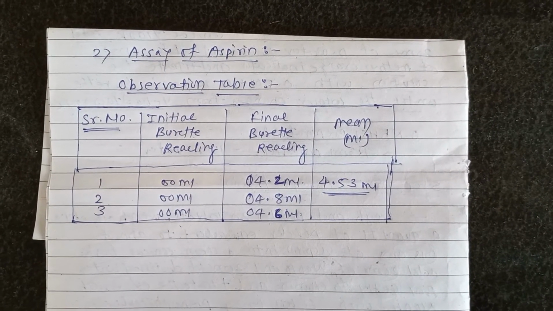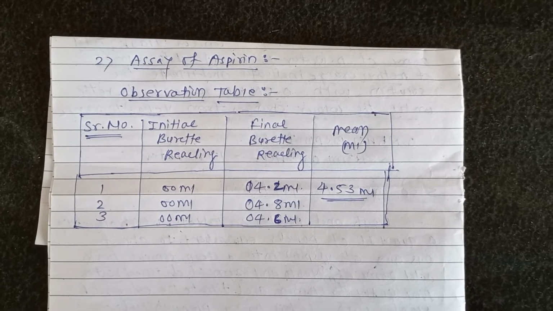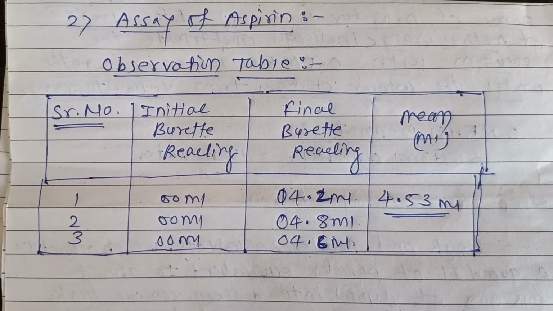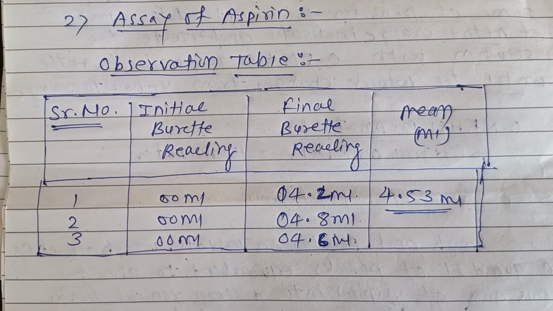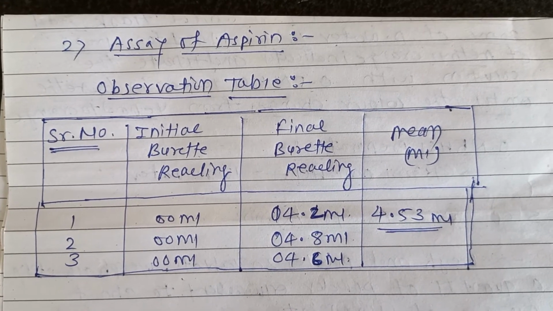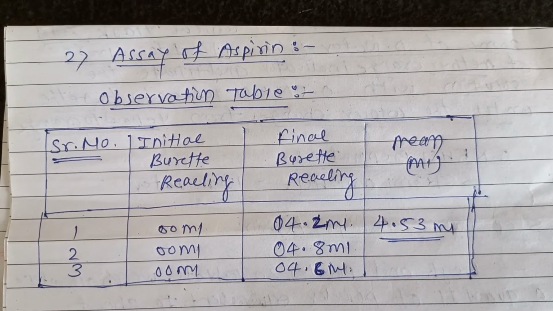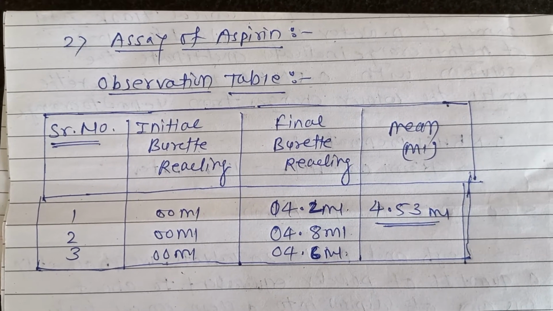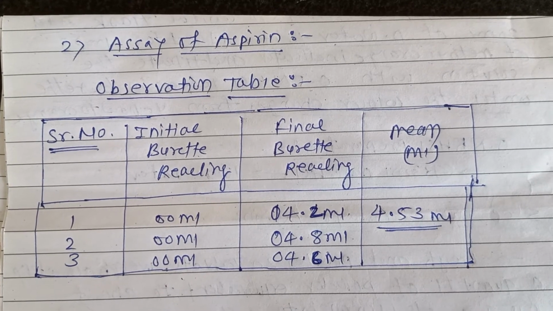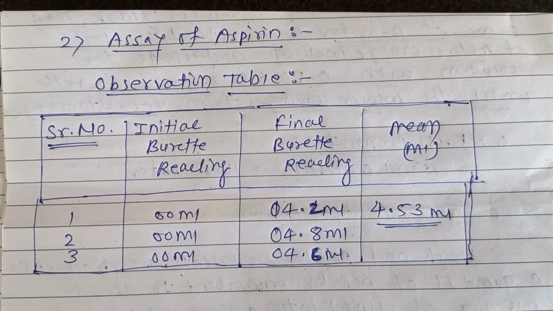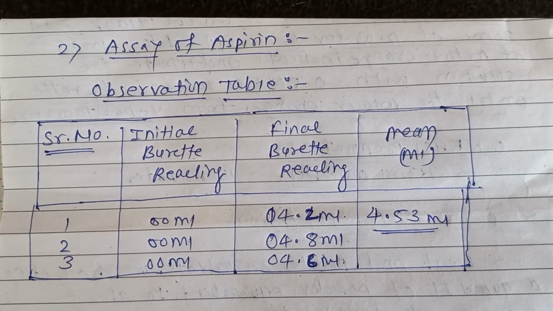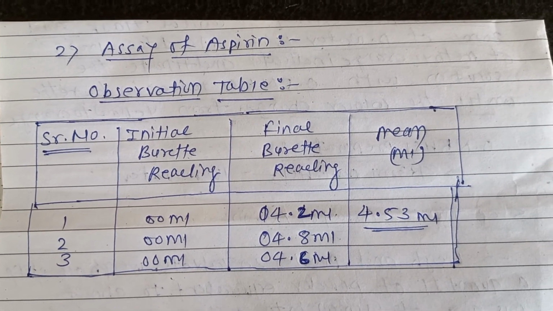Now for the assay of aspirin, we take the 3 readings and draw the observation table, as you can see. In the observation table, serial numbers 1 to 3, the initial burette reading is 0.0 ml, and we find the final burette reading. The first reading is 4.2 ml, the second is 4.8 ml, and the third is 4.6 ml. So the average or mean is 4.53 ml. We will put this mean into the calculations of the percent purity of the aspirin.